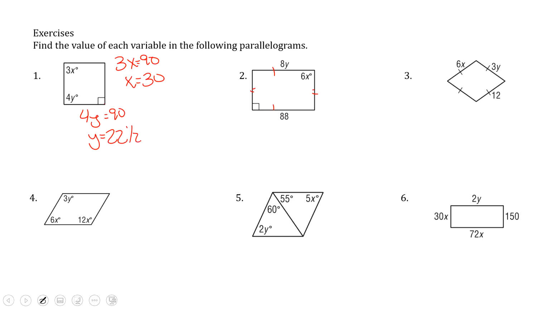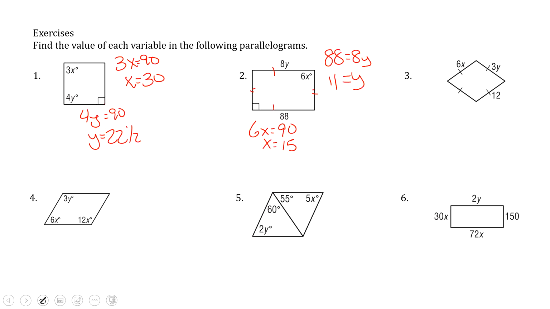Okay. Here we get x and y. We're trying to figure out x is an angle, y is a side. So we're going to start with the side. 88 equals 8y. Opposite sides are congruent. Y equals 11. Again, another right angle, so 6x equals 90. X is going to be 15. Does this make sense?